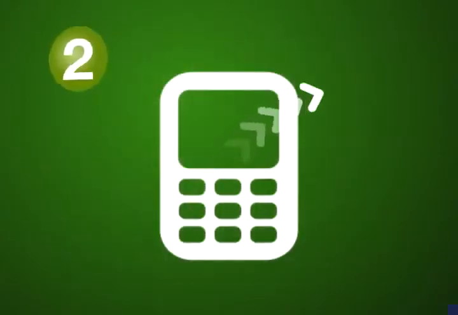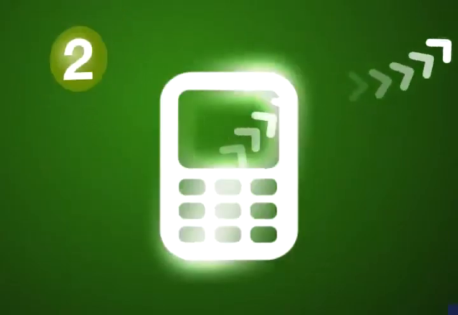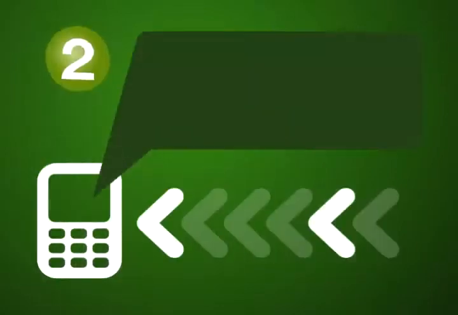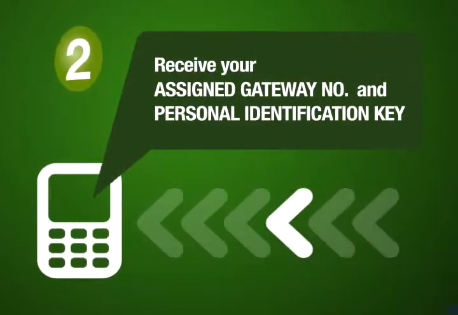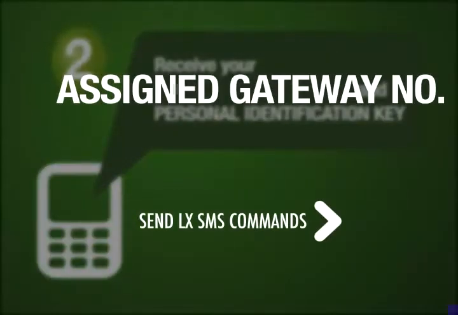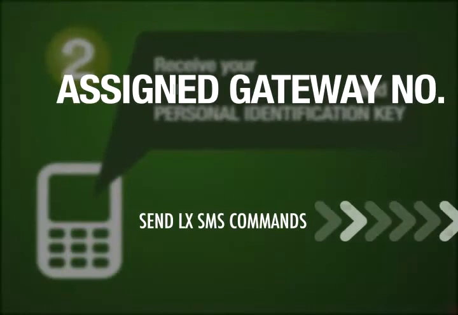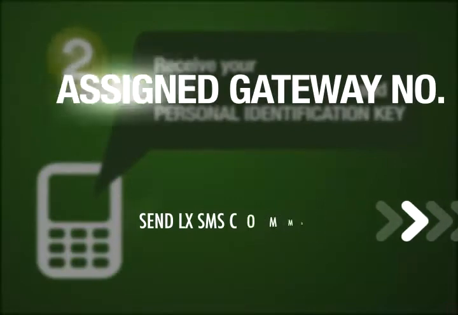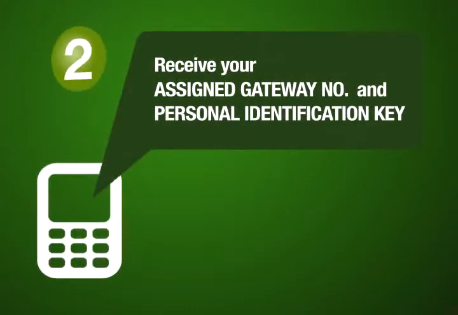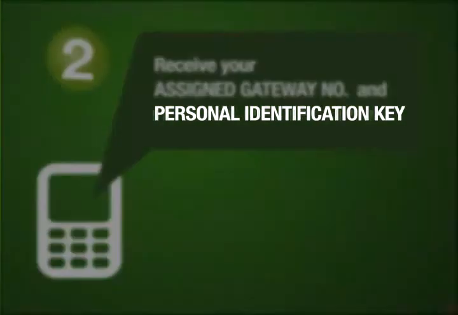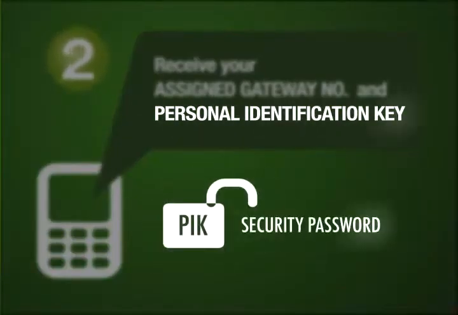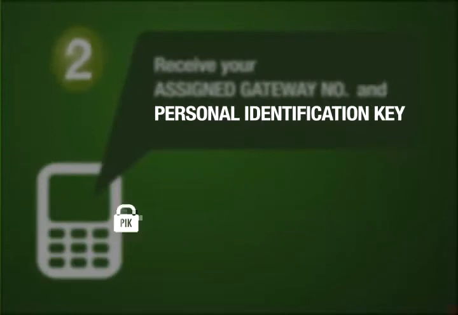Step 2. After sending your SMS registration, wait for an SMS reply that contains your assigned gateway number and personal identification key, or PIK. The assigned gateway number is where you must send all your future LoadExtreme SMS commands. Save this number in your cell phone. Your PIK serves as your account security password. It must be taken care of the way you would take care of your bank ATM PIN.